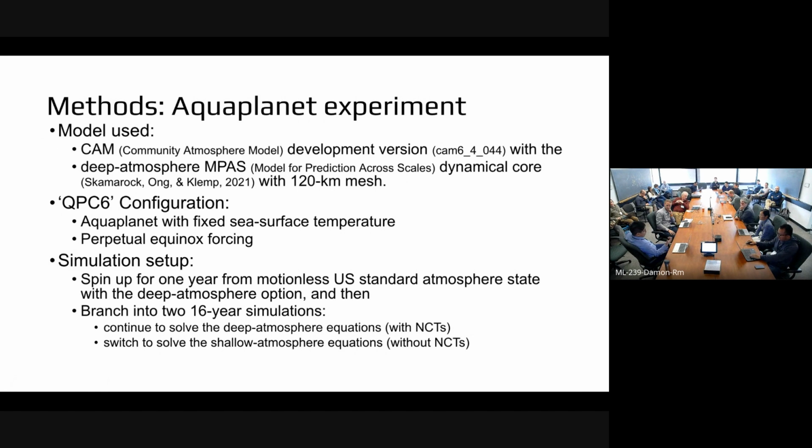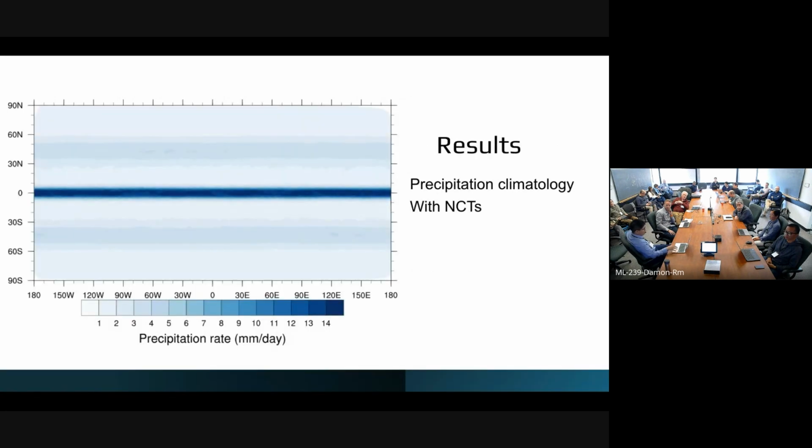I spin up the model for 1 year with motionless atmosphere and branch the simulation into two 16-year simulations, one continuing with the deep atmosphere equation with the non-traditional Coriolis terms, one without that. Here's the result. This is the precipitation climatology. We see one ITCZ sitting at the equator.